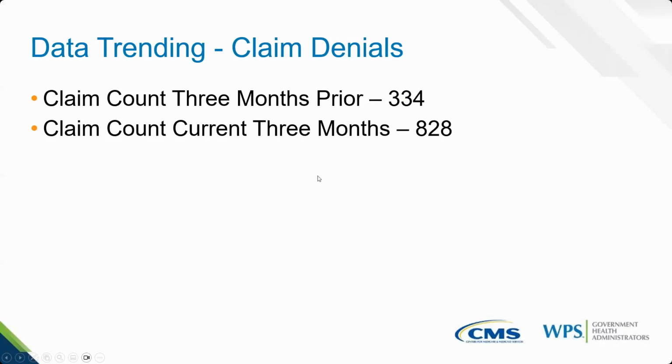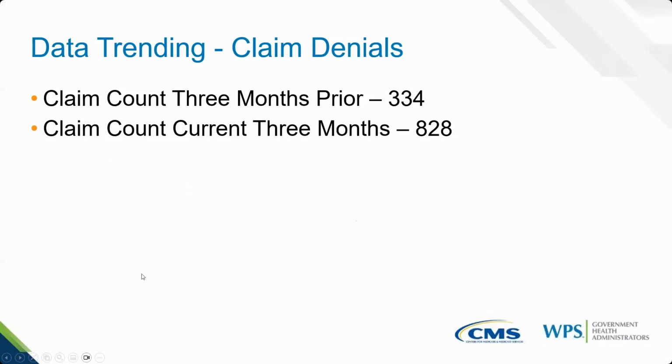We can look at data trending easily on these reports that we pulled, and this one was Specialty 13 for those 3 months of submitted claims. We can tell for the 3 months prior how many claims were denied compared to the current 3 months. So look at the change here. We went from 334 denials to 828.